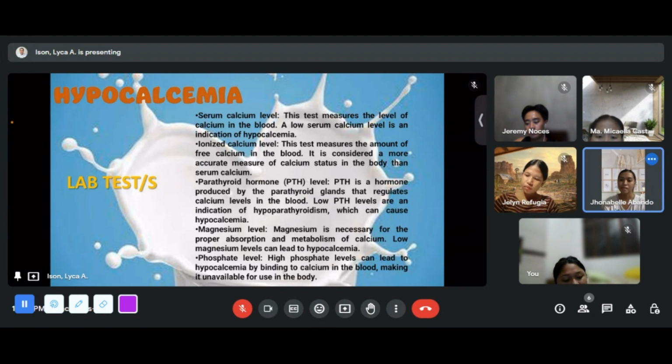Lastly is phosphate level. So, ang normal na level ng phosphate sa neonate ay nasa pagitan ng 4.5 hanggang 7.5 milligrams per deciliter. If mas mataas ang result ng lab test na ito, it can lead to hypocalcemia.